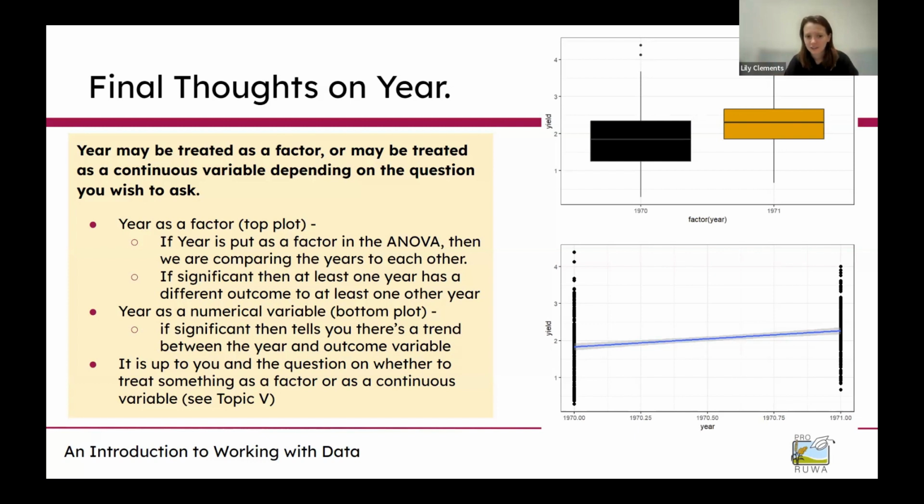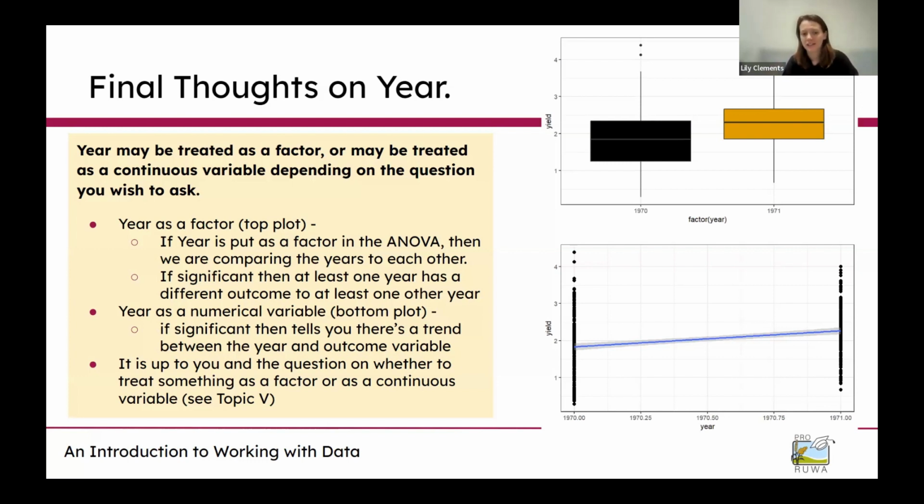If it comes out in our ANOVA that it looks like the year accounts for a large portion of variability in yield when it's treated as a factor, then that implies that at least 1 year has a different average yield to at least another year.